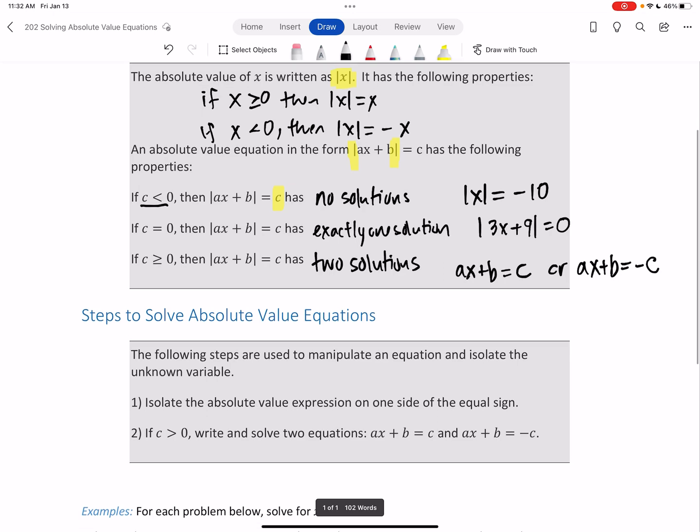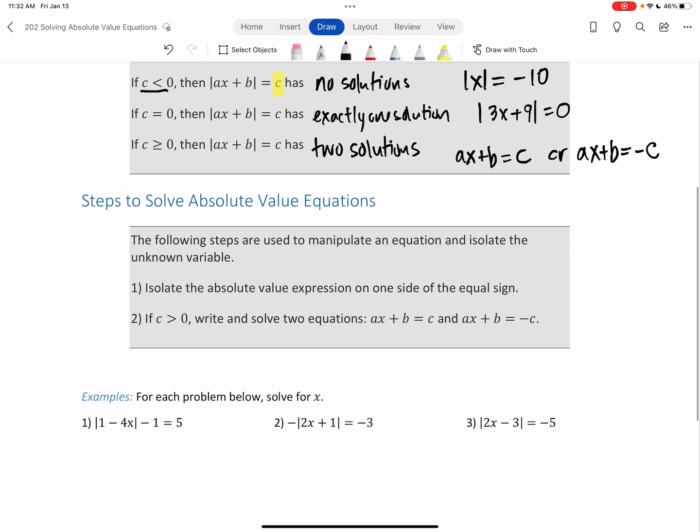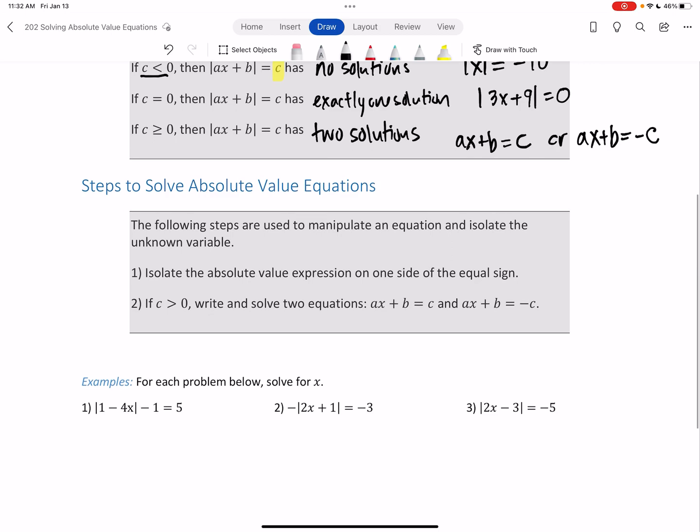So how do we solve an absolute value equation? Well, to solve an absolute value equation, we get the absolute value part all by itself. So you look at the equation, you look for the absolute value part, you get it all by itself. That might mean you have to move some constants by adding and subtracting or multiplying and dividing so that the only part you have is the absolute value part. If c is bigger than 0, you write it as two equations, one equal to c and one equal to negative c, and then you solve because now they're just linear equations.